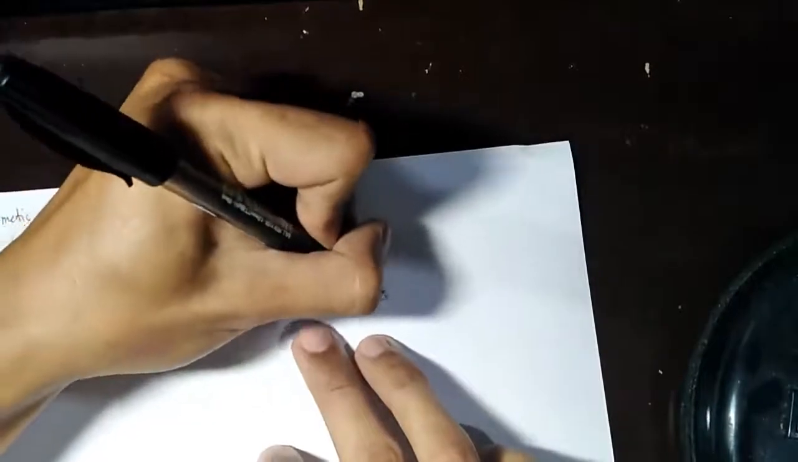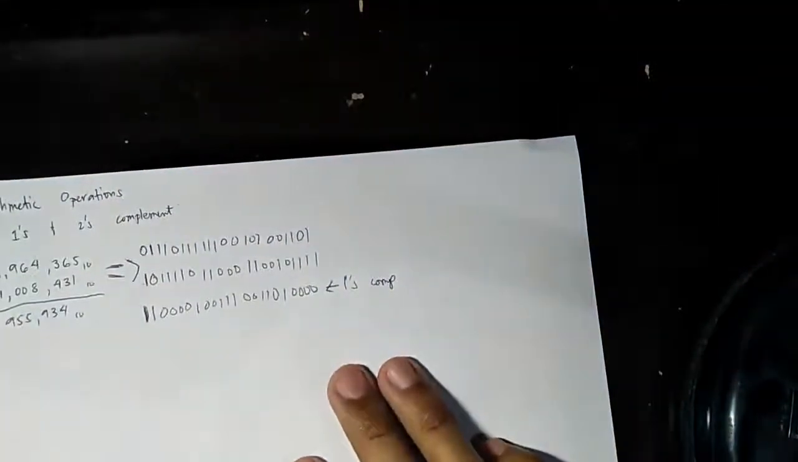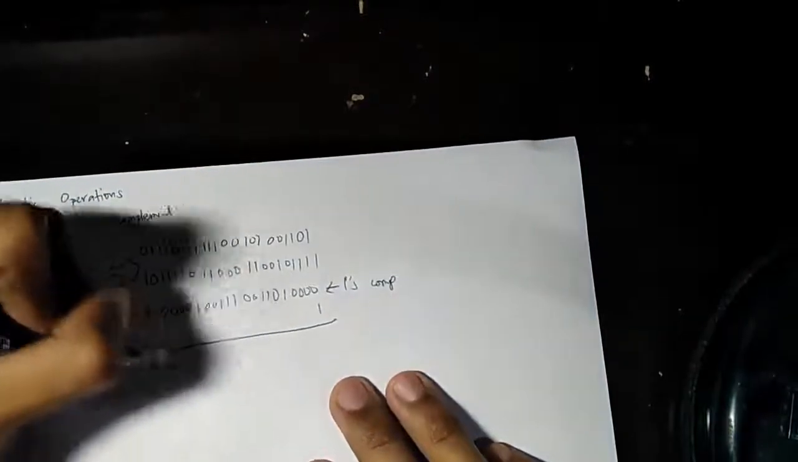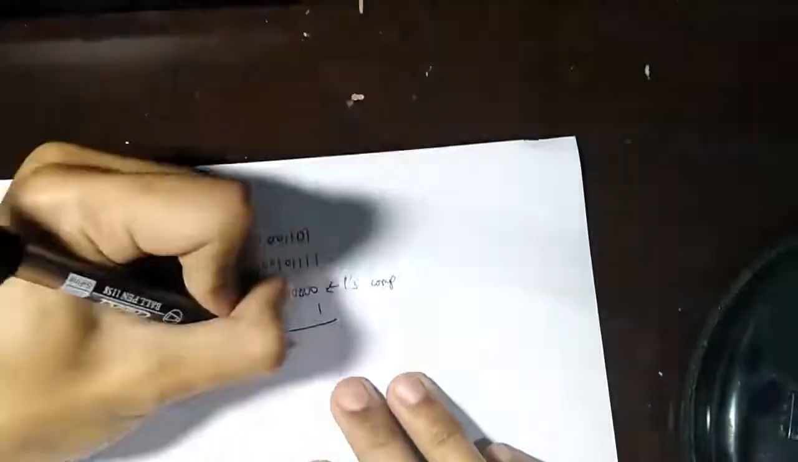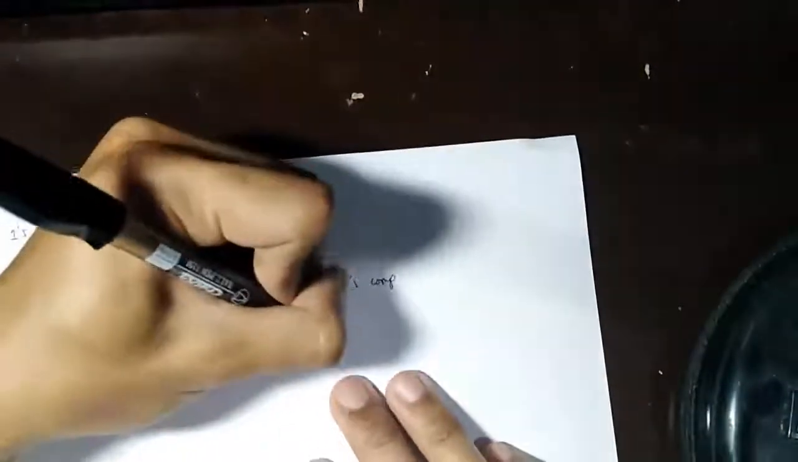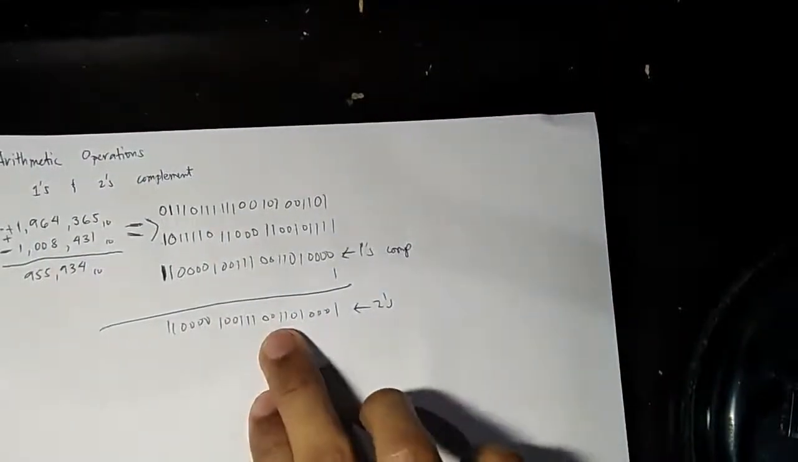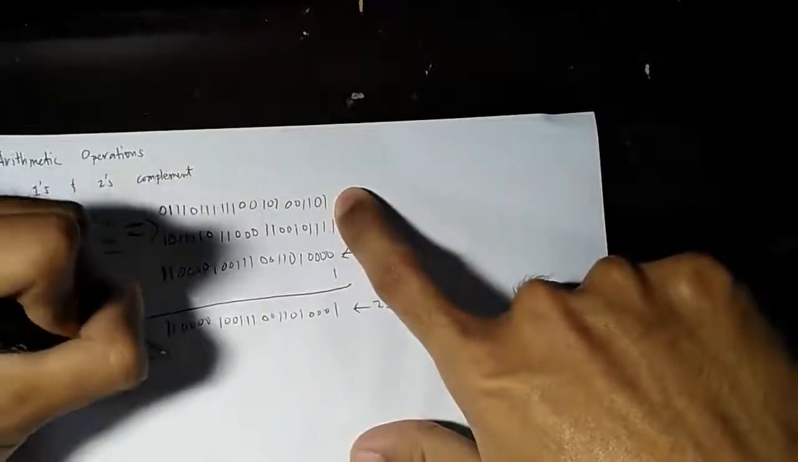If you want to find the twos complement, just add 1, and there you go, you have the 2's complement. And what you're going to do with the 2's complement is add it to this number here, the positive number. So we're going to add this one.